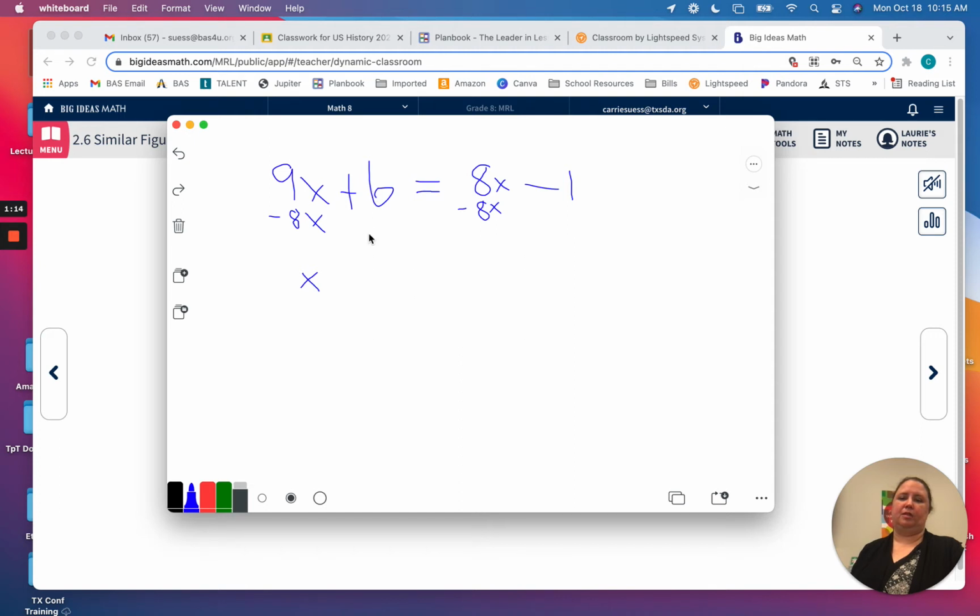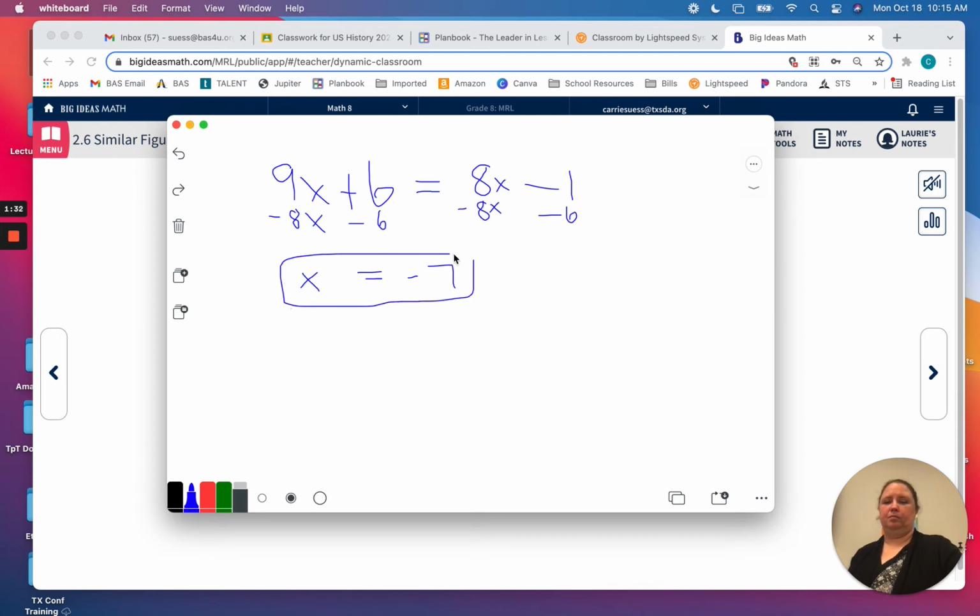Okay, now let's move this positive 6. How do I move plus 6? Subtract. Okay, so then I have a negative 1 minus 6. Goes further negative to be negative 7. So my first answer, x equals negative 7.